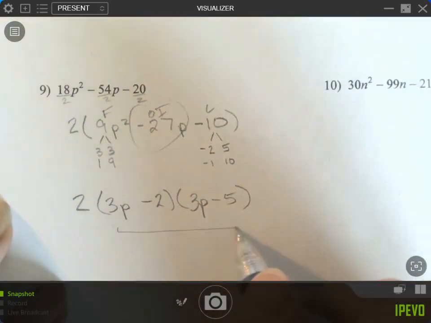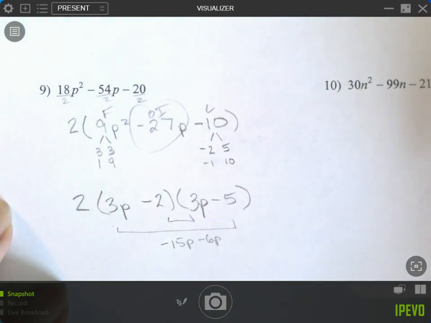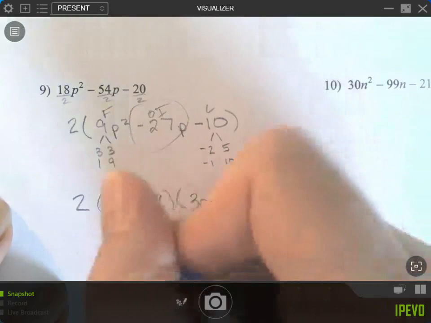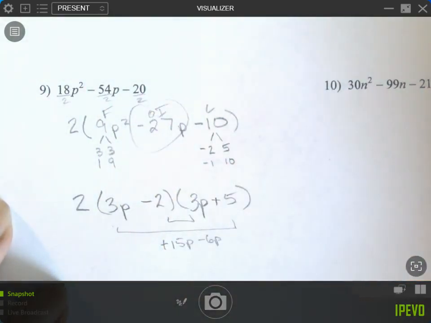Okay, the outside is what? Negative 15p, and the inside is negative 6. Does that add up to my negative 27? Should it be plus 5? Oh, you're right. I should have a positive 5 there. So that's even worse, because it definitely doesn't add up to that, right?